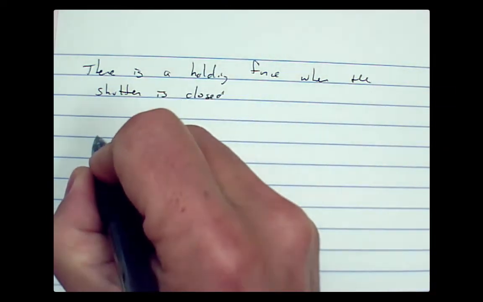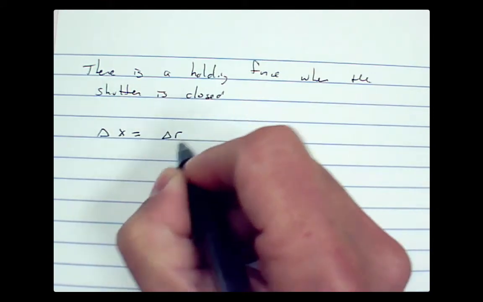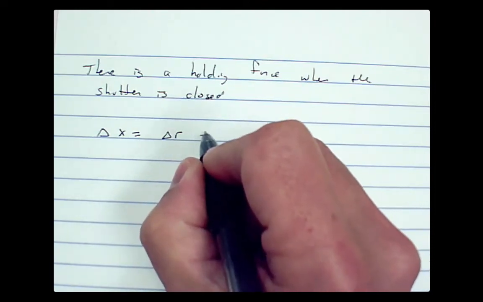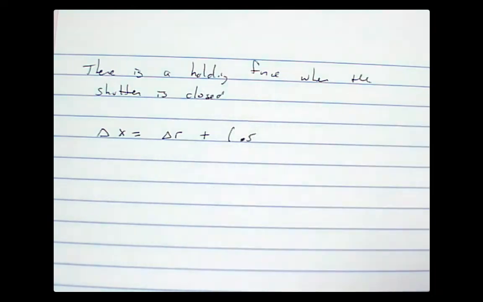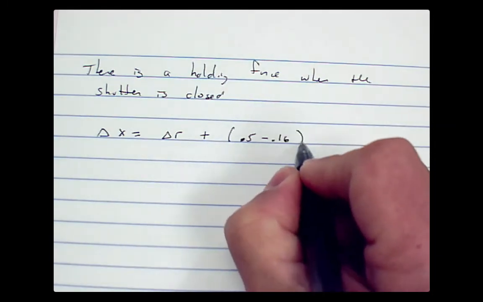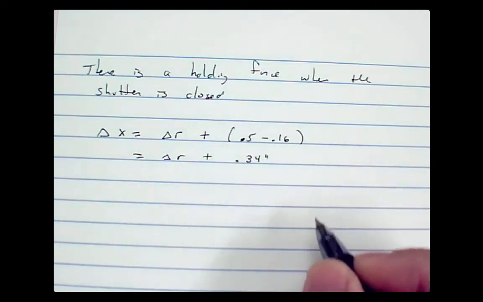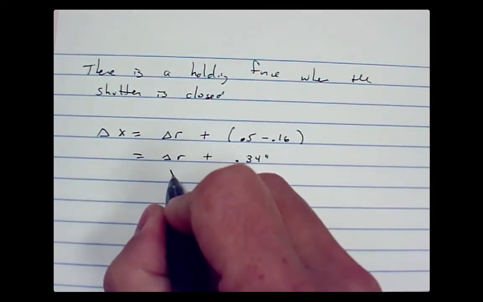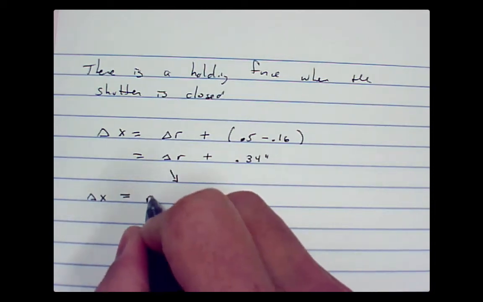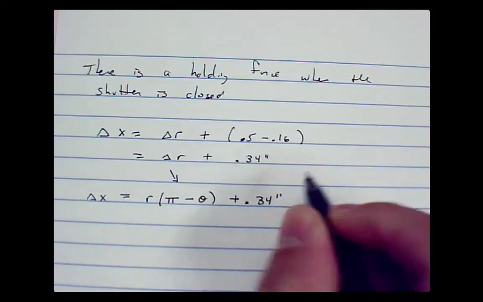So let's think about this now. So now we're going to have delta x is equal to delta r, my deflection due to the arc length, plus this 0.5 inches, which is the length of the spring when I put it in there, minus the home position, 0.16. So my delta x is delta r plus this 0.34 inches. Now let's substitute in for delta r. So now delta x is equal to r times pi minus theta plus this 0.34 inches.